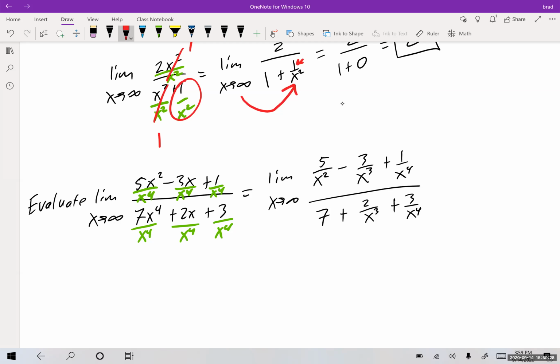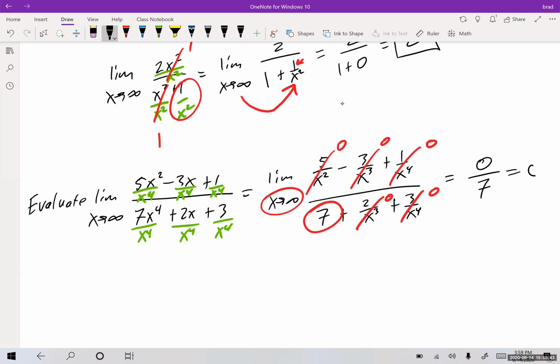So now, I know that I'm approaching infinity, so this is going to become 0, this is going to become 0, this is going to become 0, this is going to become 0, this is going to become 0, and I'll be left with 7. So I end up with 0 over 7, which is 0.